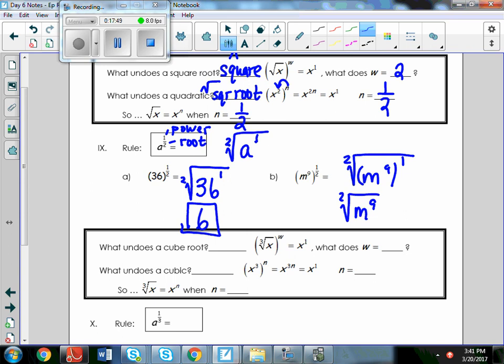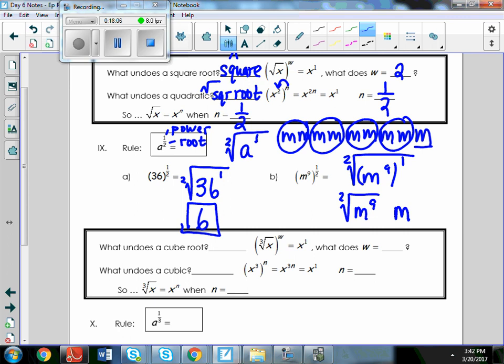So now if I wanted to reduce that, if I had 9 m's and I want to take out as many groups of 2's as I can, so here's my 9 m's, I could take out 1, 2, 3, 4 with 1 left over. So I have m to the 4th, and it's the square root of leftover m. And you can put the index if you want to. You can write the root on there if you want to. But most people, you won't see it always on a square root.